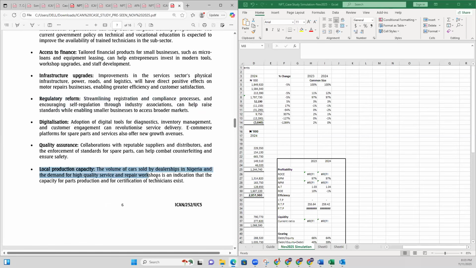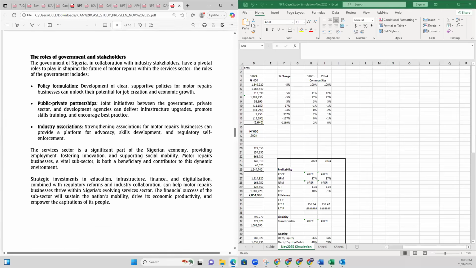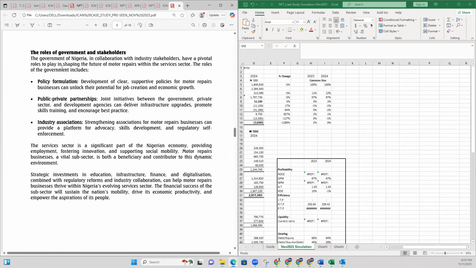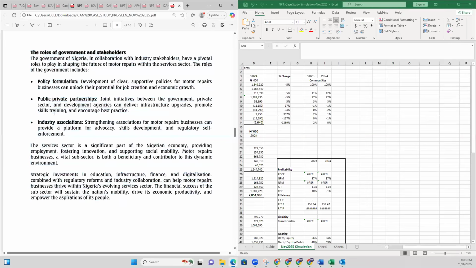Local production capacity. We're still going to speak on this extensively. Let's move on a bit. And then we talked about how government can also do really well in this sector.